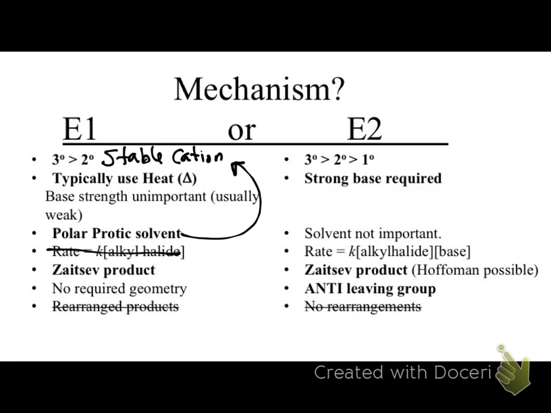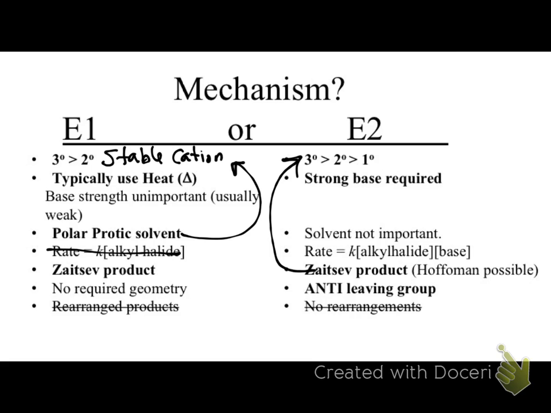If we move to the E2, you'll notice that in this case, we say tertiary reacts the fastest. But didn't I say that E1 and E2 are related to SN1 and SN2? And in the SN2 case, which one reacted the fastest? Our primary. We're seeing the reverse order here. Why? Because of Zaitsev's rule. We're trying to form the most substituted double bond.